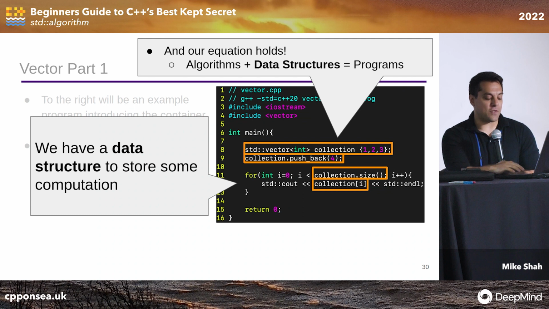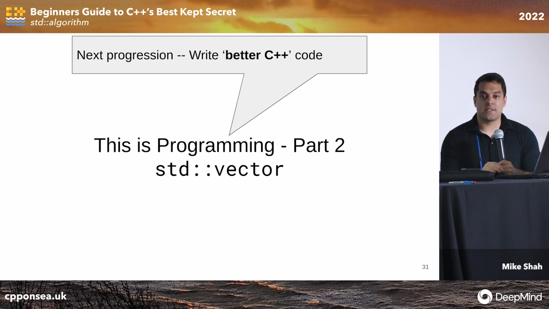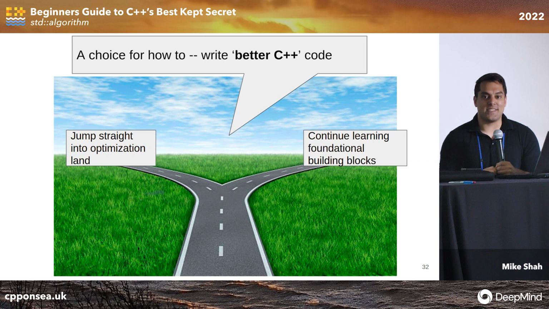So where do we go from here? What's our next sort of progression? Well, often we want to start writing better C++ code at this point. And at this point, we get to make a little bit of a decision, especially when working in C++. What does better C++ code mean? And today, since I'm giving the talk, I get to be the boss here a little bit and tell you. But oftentimes, we've sort of got two routes here.